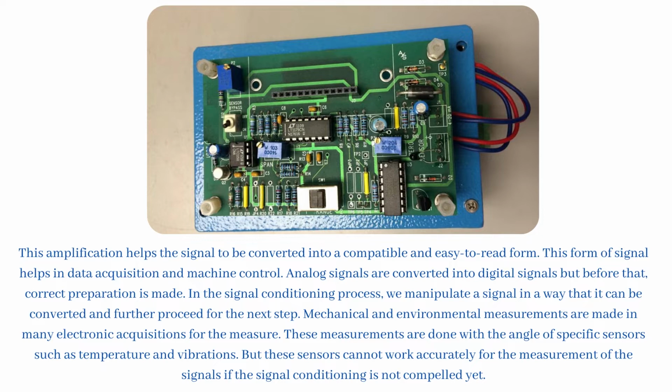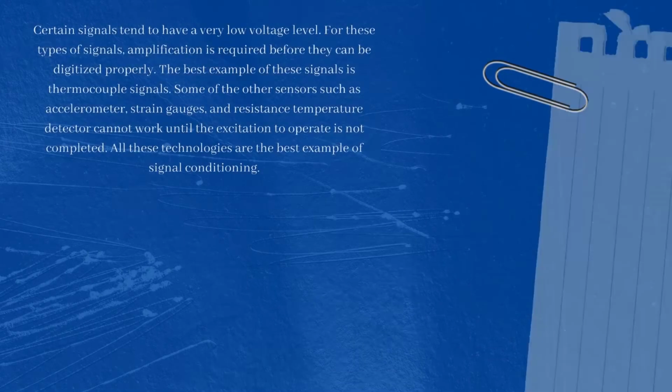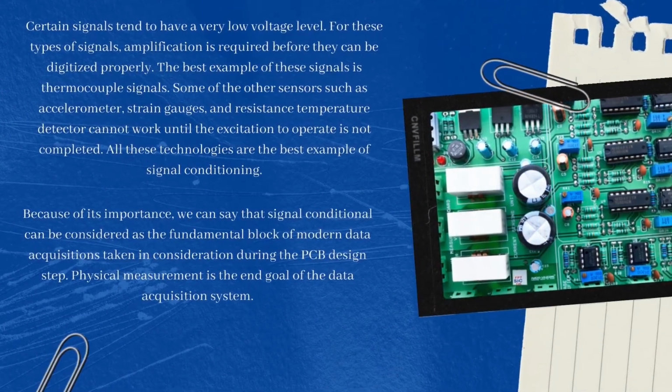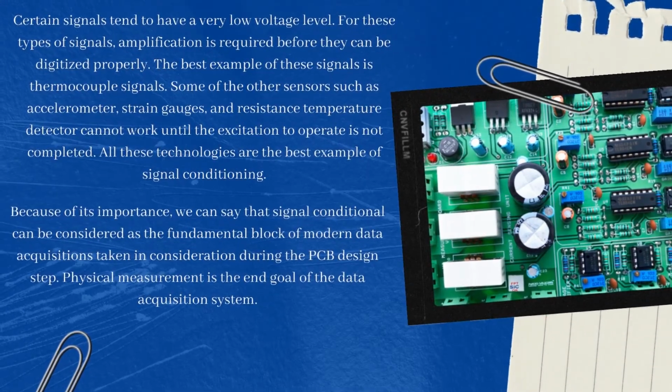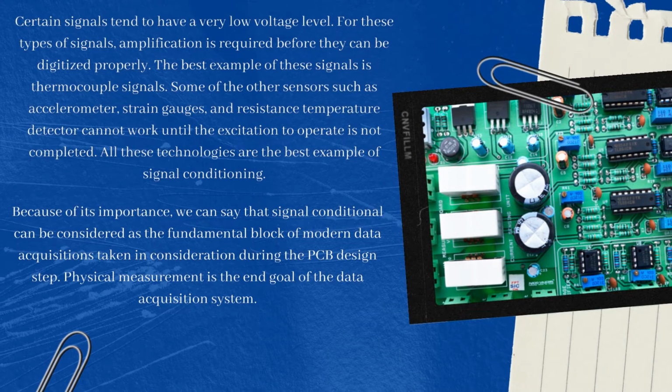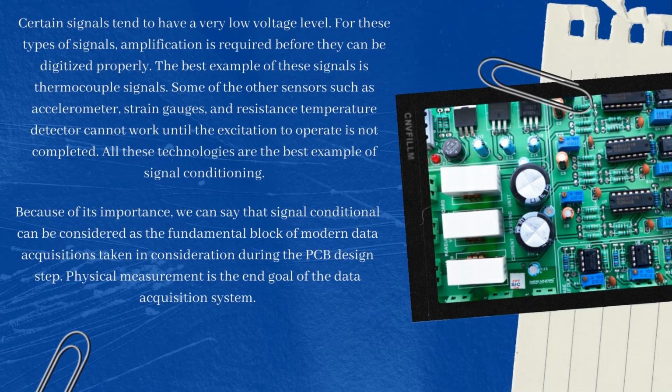These measurements are done with the help of specific sensors, such as temperature and vibration sensors. But these sensors cannot work accurately for the measurement of the signals if the signal conditioning is not completed. Certain signals tend to have a very low voltage level. For these types of signals, amplification is required before they can be digitized properly. The best example of these signals is thermocouple signals.